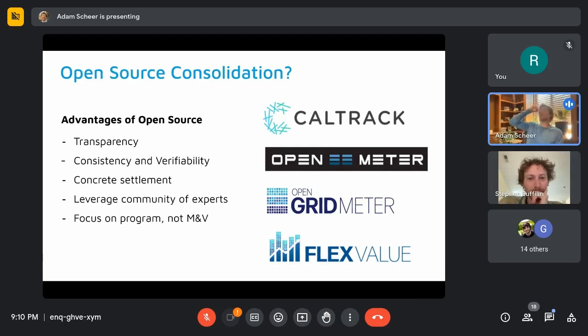That's a good thought, Steve. I think it's hard to imagine trying to cram more into what we've done in this working group. It's hard to imagine saying, okay, this very same set of people now needs to pay attention to flex value and GridMeter and OpenEEmeter. Yeah, and there are different areas of expertise as well.